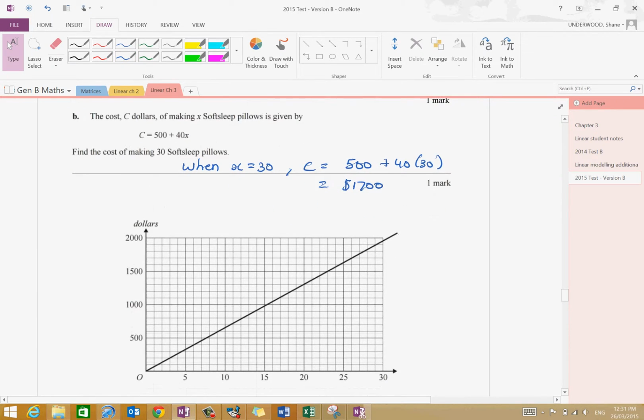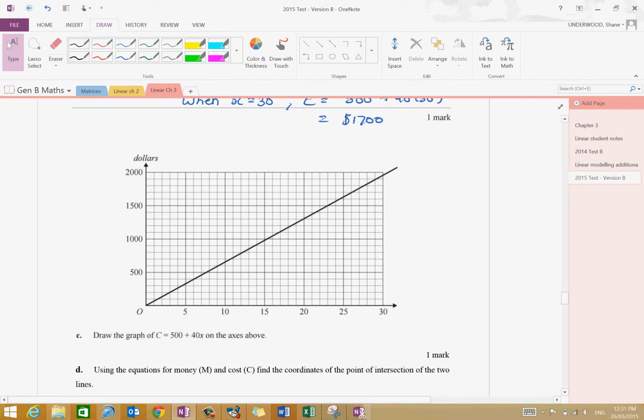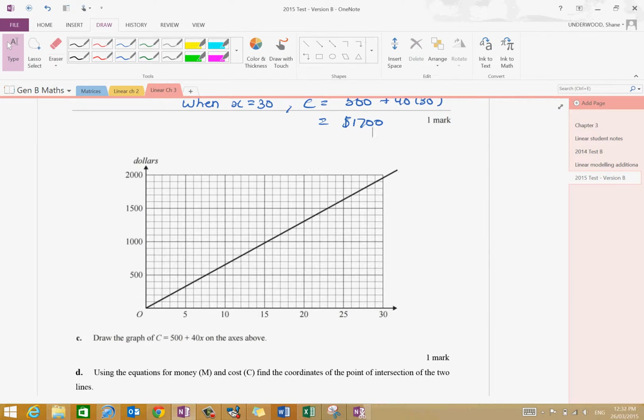Now it's asking us to sketch a graph of 500 plus 40x on the axis above. Now, first of all, this is in mx plus c form. What's m? M is equal to what? Someone shout it out. Gradient. Yeah, what is it equal to in this case? What's the coefficient of x, Luke? Coefficient of x is 40. So the gradient is 40, and what's the c-intercept? The c-intercept is the 500.